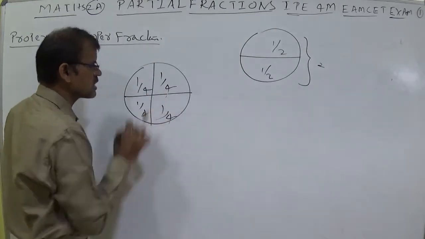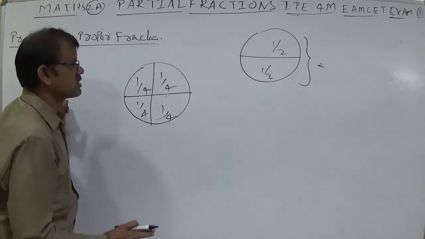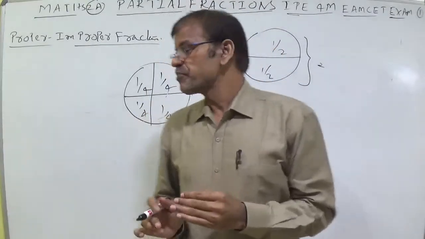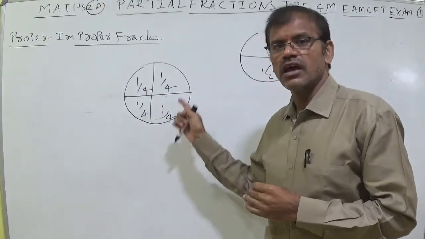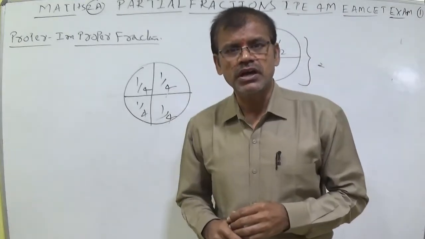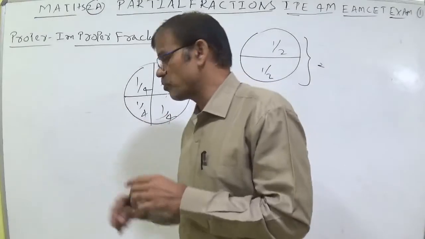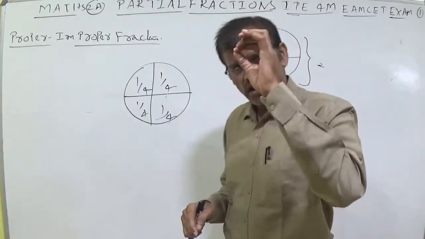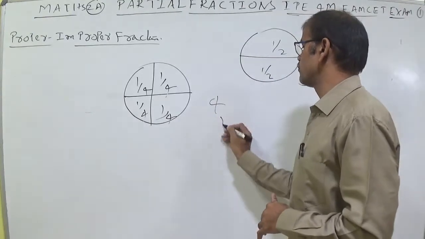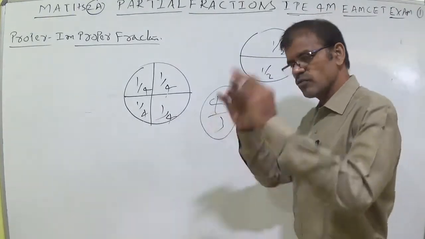This part is called a fraction. So what is the rule? The denominator should be greater than the numerator. The value of the denominator should be greater than the numerator. That is called a proper fraction. Sir, what is the value 4 by 3? It is not a proper fraction.